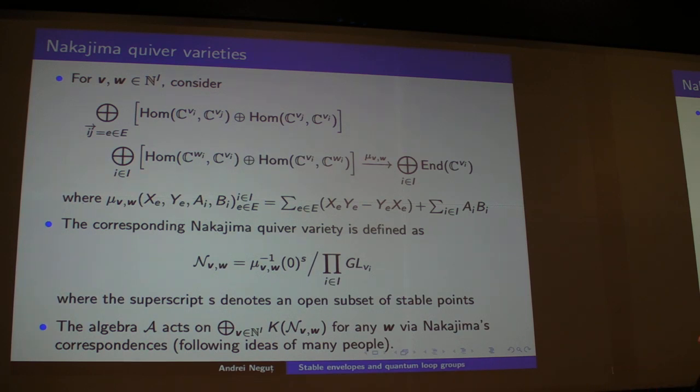Now, the reason why I say that this follows ideas of many people is because I couldn't fit it on this slide. So basically, if you ask me in the language that the algebra A acts on this K-theory group, I think it boils down to the paper of Schiffmann and Vasserot in case of the Jordan quiver, but this is just a slight difference in language from Nakajima's original construction, who realized the quantum loop group as a certain Lagrangian correspondence in the product of N with itself. So these two languages are quite similar with each other.